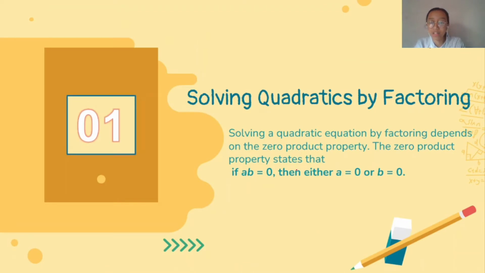Solving quadratics by factoring. Solving a quadratic equation by factoring depends on the zero product property. The zero product property states that if a times b equals 0, then either a equals 0 or b equals 0.